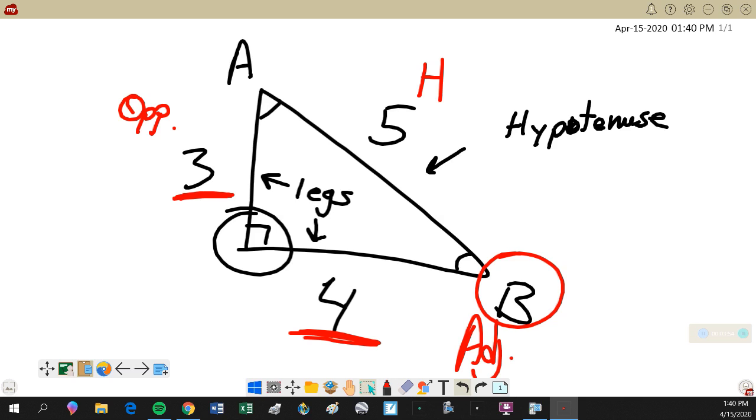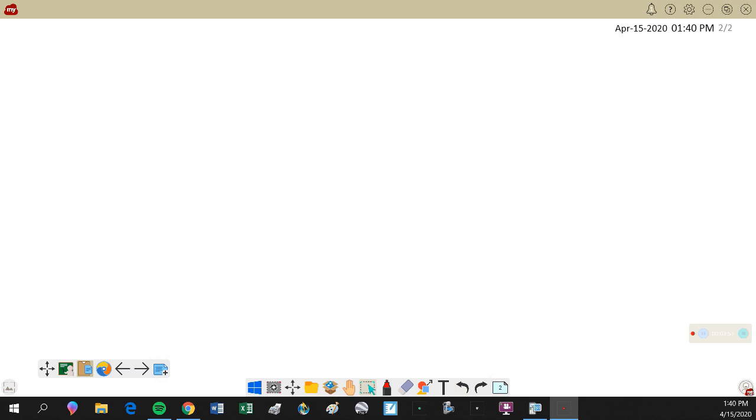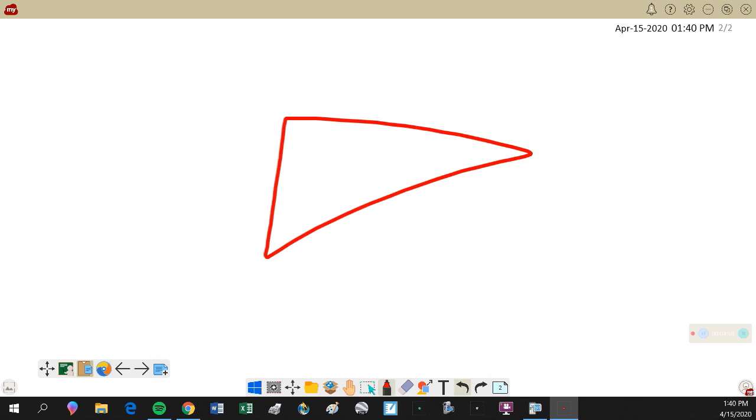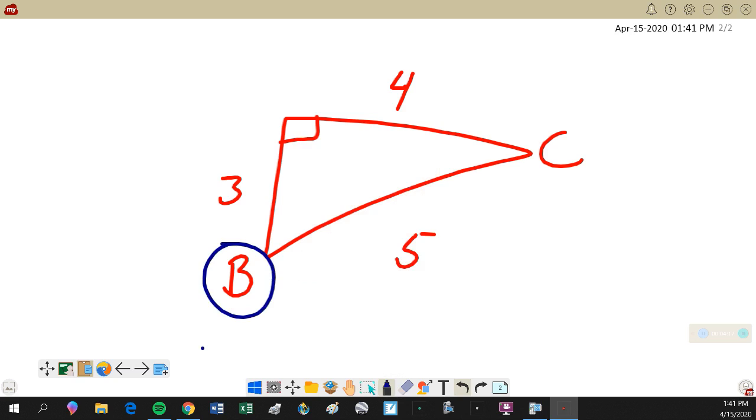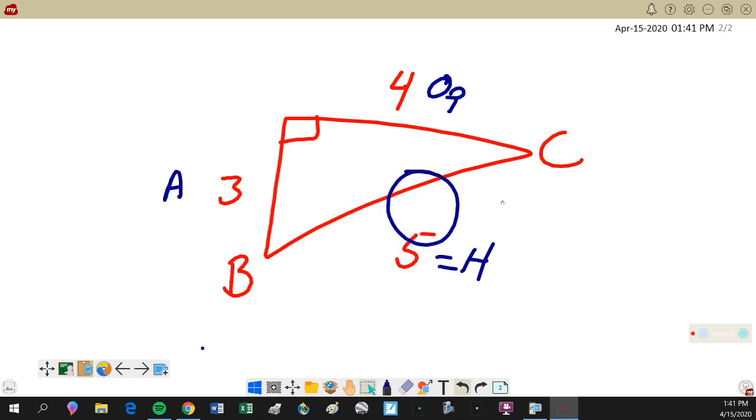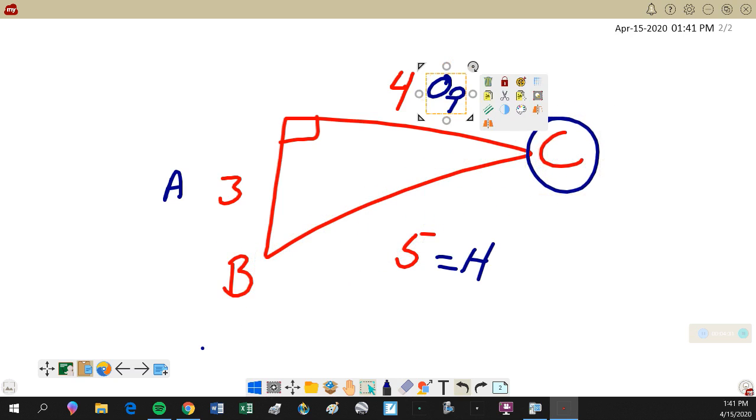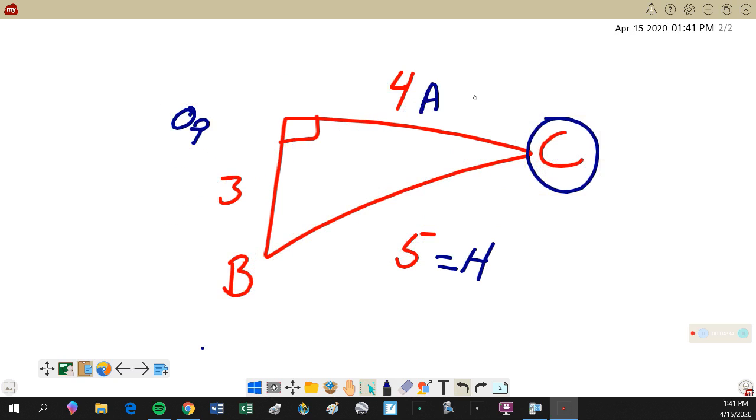Okay? So let's open a new triangle. Call this B and C. Again, you can call them anything you want. And let's do the same 3, 4, 5. Well, what are the names of the sides? If I'm choosing angle B, then this would be adjacent, and this would be opposite, and this one is hypotenuse. But if I choose angle C, then the O and the A switch places, like that.